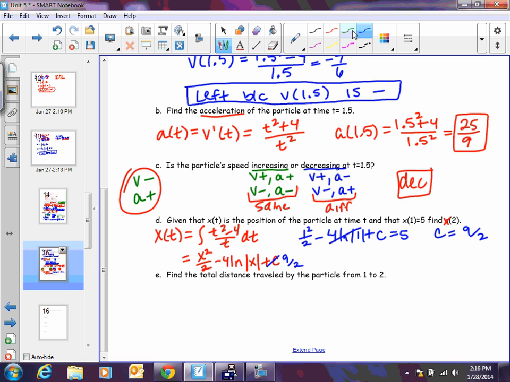I still haven't really answered the question though. The question is, what is x of 2? So all I got to do is plug 2 in now. This is an acceptable answer, by the way. It is a number. Let's go ahead. Somebody plug this in and see what we get as a decimal. I can't pull up my calculator. It's going to go right over this writing.